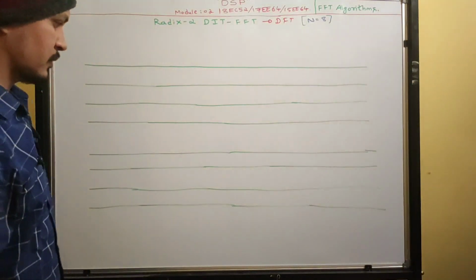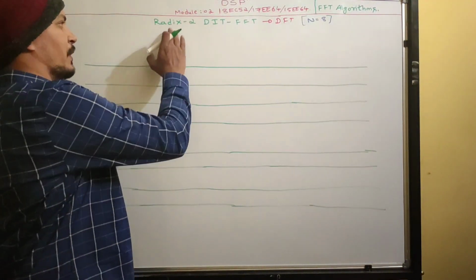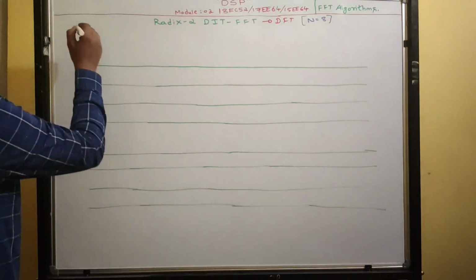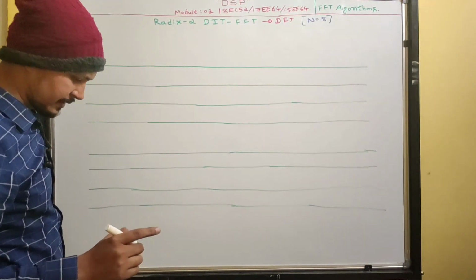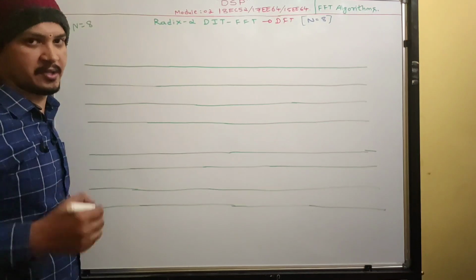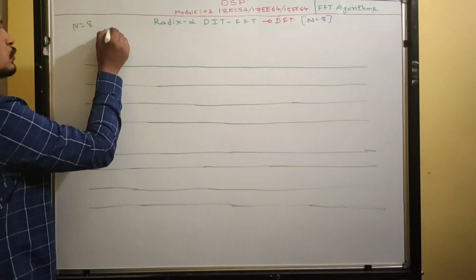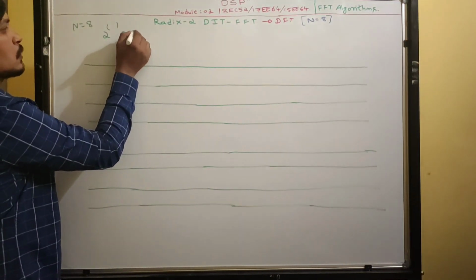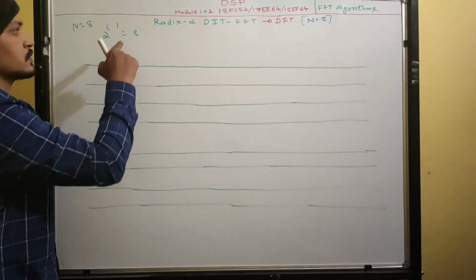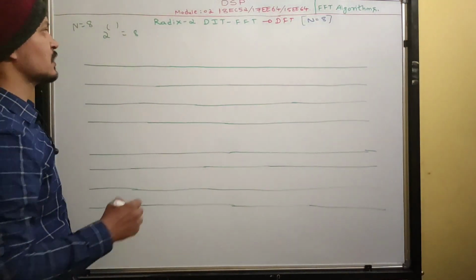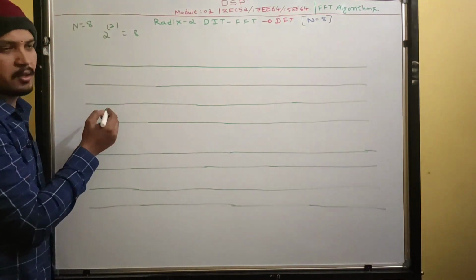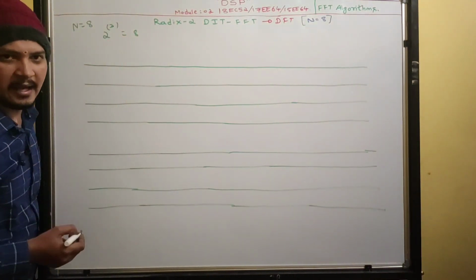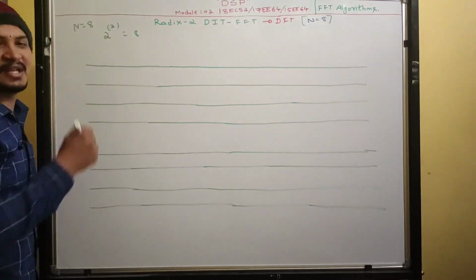Okay, fine. So why radix 2? See, the number 8 can be written in terms of powers of 2. Okay, see, 2 to the power of something, you will get 8. So that number is called radix 2. See, for example, if I put 3 here, what is 2 cube? 8. Okay, that is called radix 2.